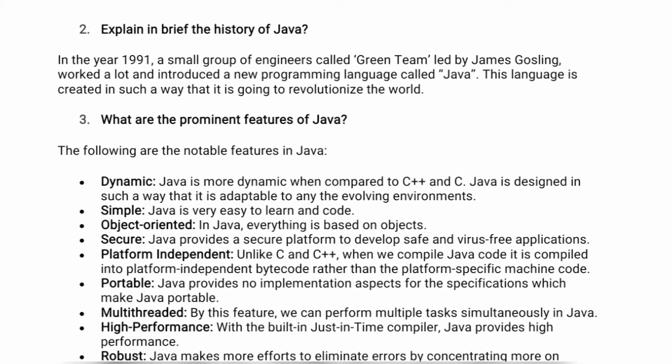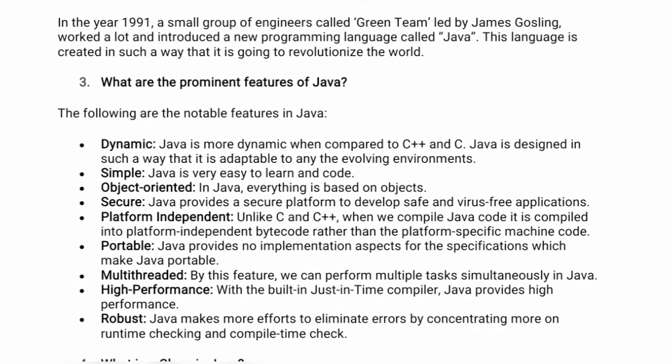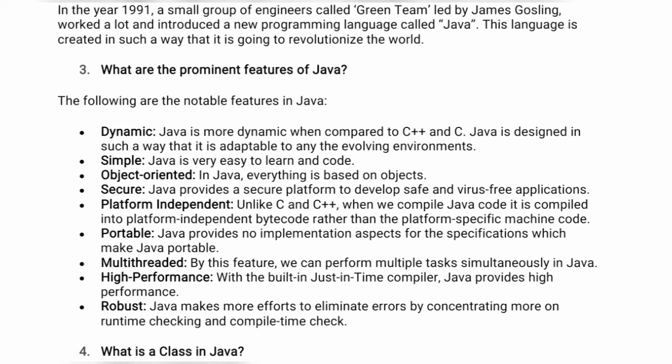Third one, what are the prominent features of Java? So Java has various features. Those are dynamic, simple, object oriented, secure, platform independent, portable, multi-threaded, high performance and robust. So let's see one by one. Dynamic. Java is more dynamic when compared to C and C++. Java is designed in such a way that it is adaptable to any environment.